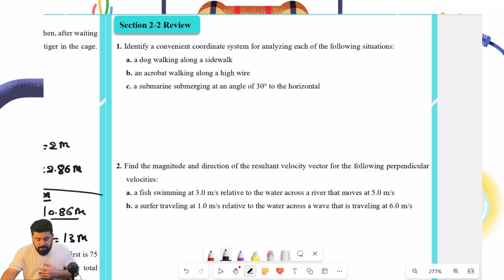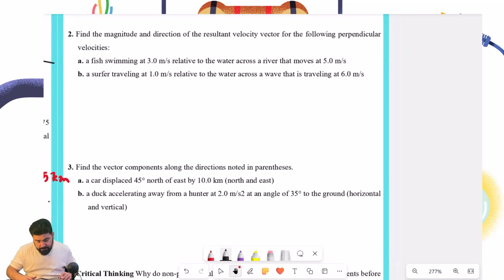A submarine submerging at an angle of 30 degrees to the horizontal. Again the same thing: make an angle with the horizontal, which means with the x-axis. Draw an angle of 30 degrees with the x-axis, and you have a y-axis too. It's not that big a deal.